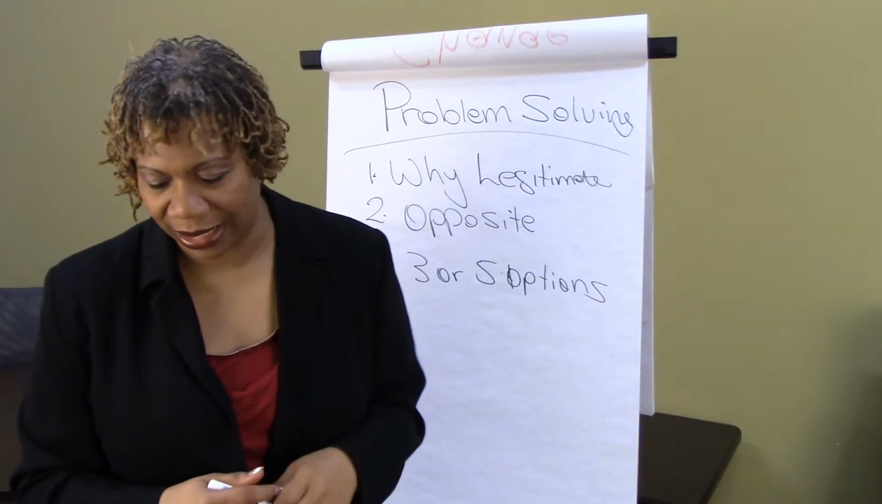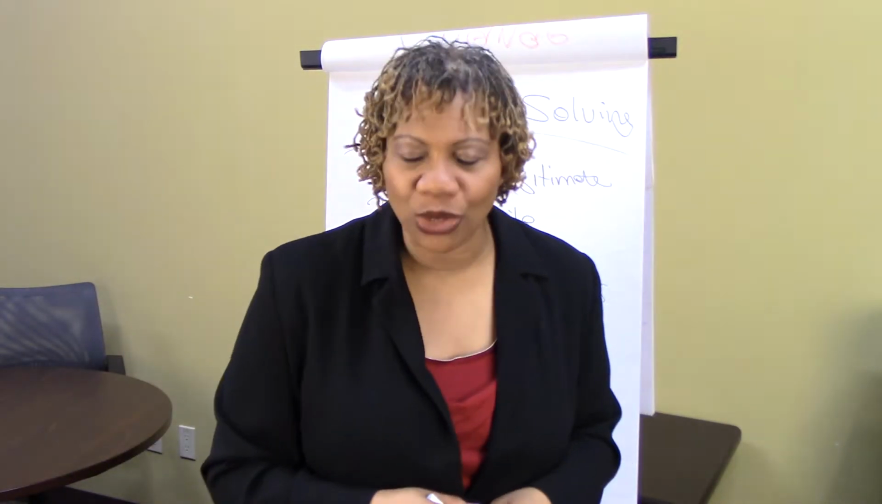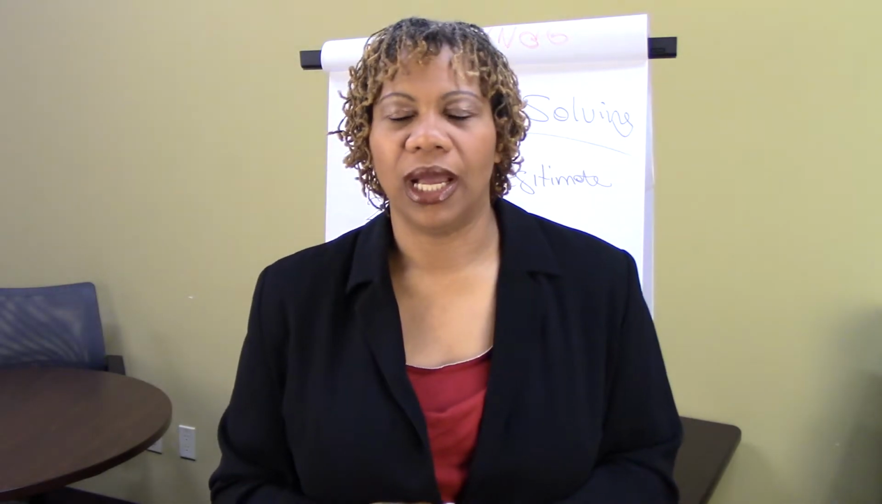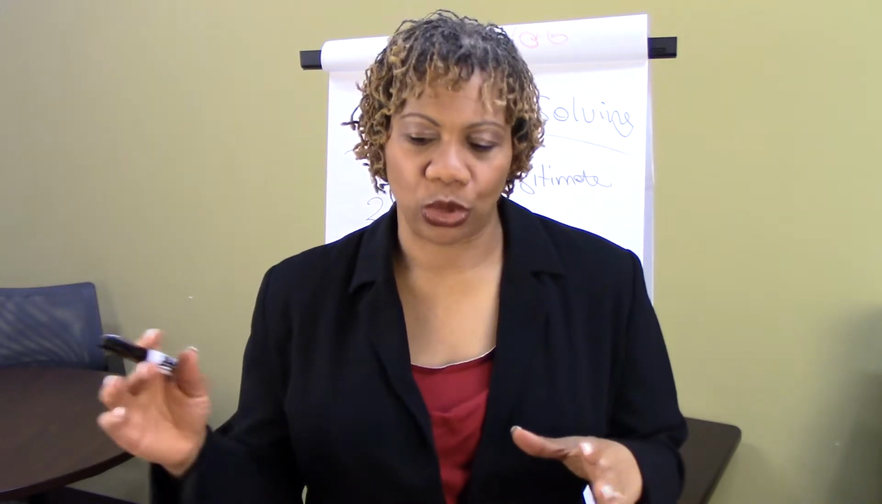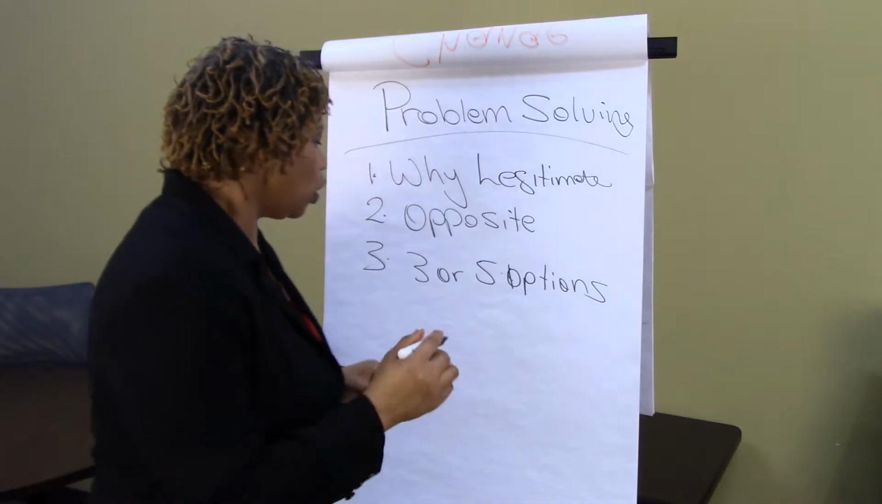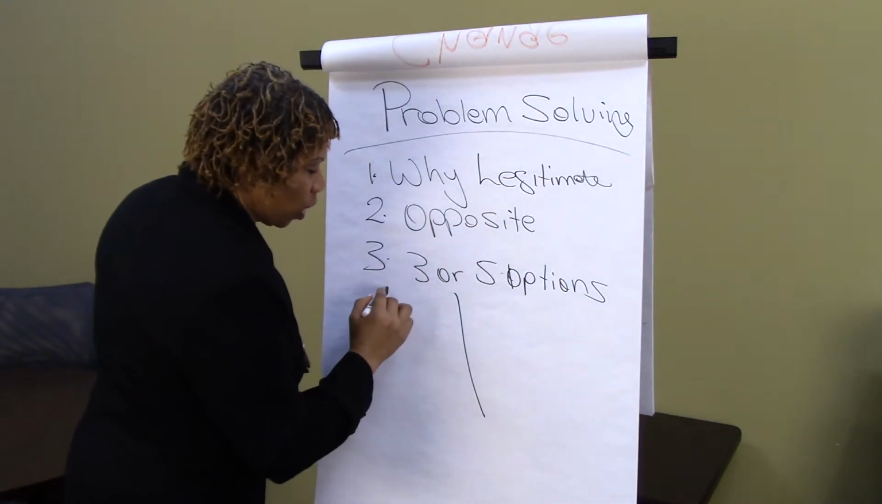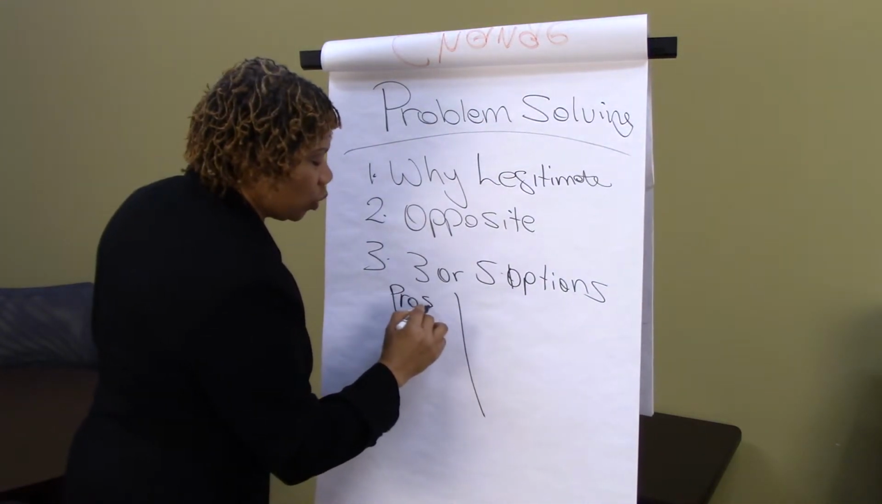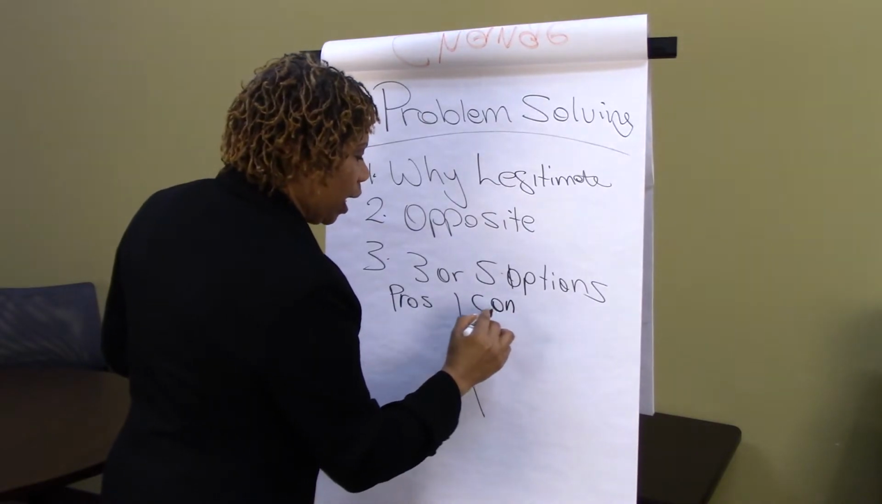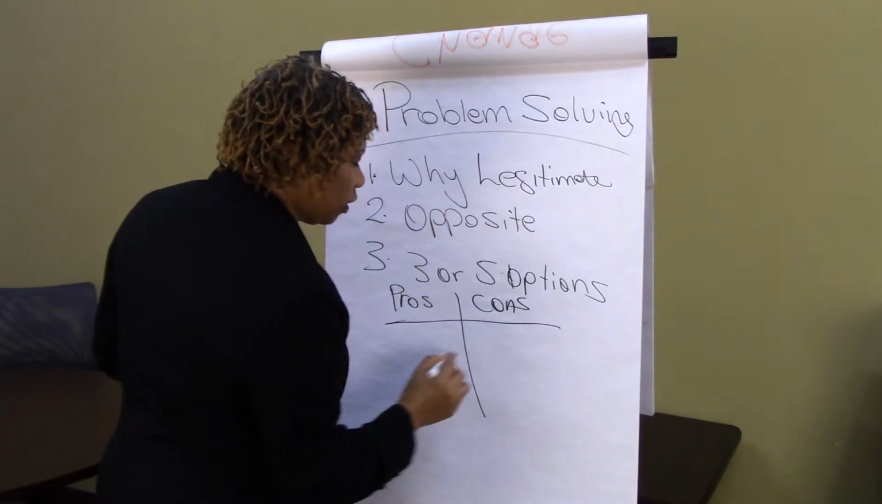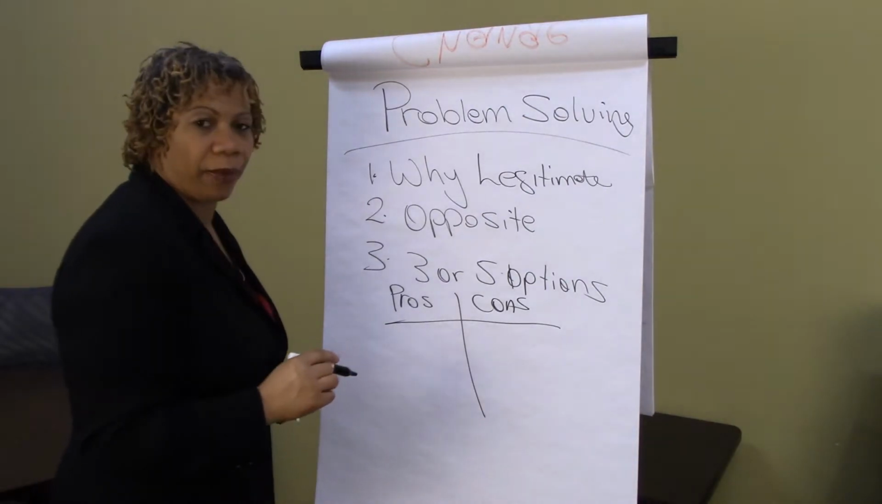So it's really, really good exercise to do. You ask yourself, what could go wrong with those solutions? So for each one, you want to make a list. You want to put the pros and you want to put the cons. And you want to say, okay, so each of the options that I've come up with.